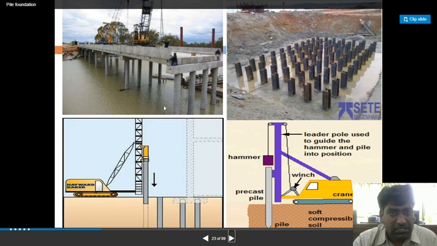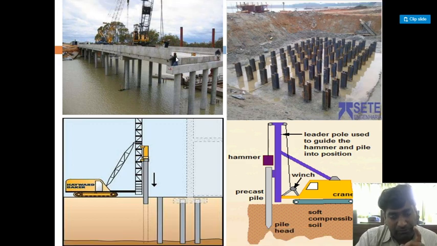And this is the way they are driven in for flyovers. They are driven over here in a group. Firstly the piles are driven, and then piers are provided. After the piers, the flyovers are provided over the piers. So basically piles are very usually used for flyovers and bridges. Such types of piles are used.